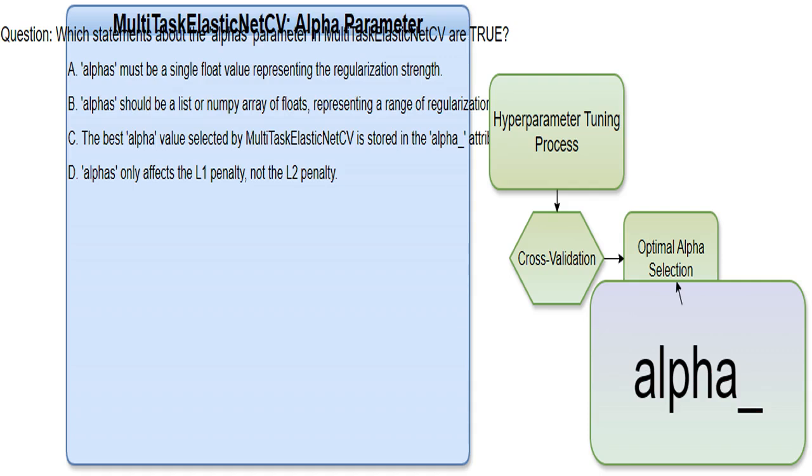This is a special attribute of the MultiTaskElasticNetCV object. After you run the algorithm using a range of alpha values, as explained in point B, the best alpha it found is saved here in alpha_. It is a great way to find the optimal regularization strength.